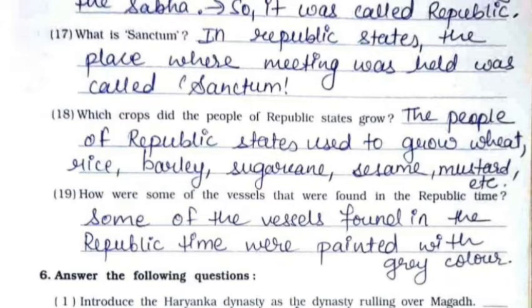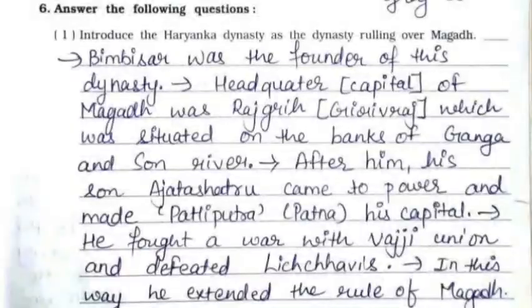19th, how were some of the vessels that were found in the republic time? Some of the vessels found in the republic time were painted with grey color. Now we'll continue with question number 6, that is answer the following questions. First one, introduce the Haryanka dynasty as the dynasty ruling over Magad.